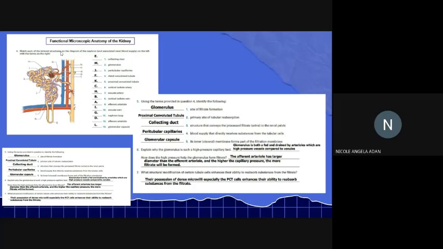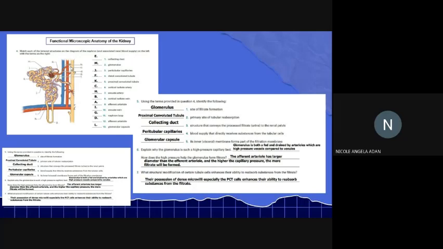So number 5, using the terms provided in question 4, identify the following. All of the organs or parts of the nephron that were mentioned before will be used in identifying what part is being indicated in question 4, number 5. So number 1, it is the site of filtrate formation. It is the glomerulus. Number 2, primary site of tubular reabsorption. It is the proximal convoluted tubule.